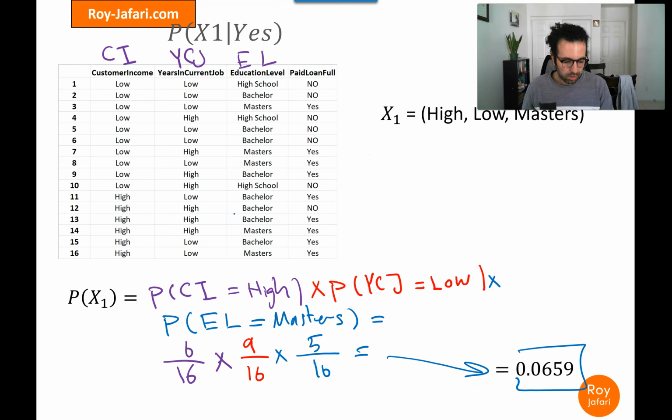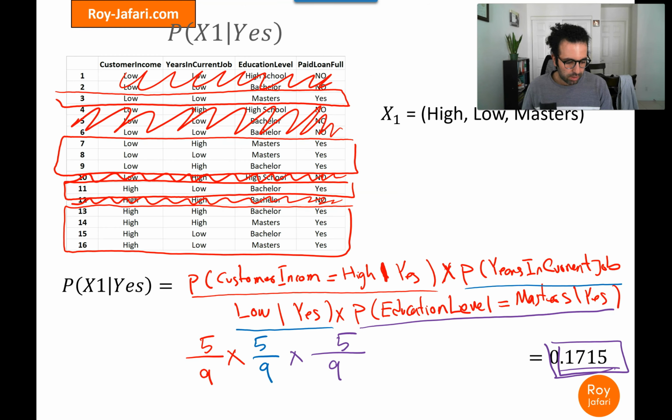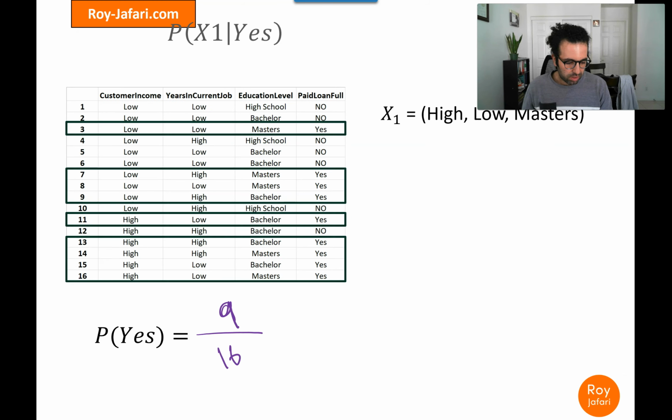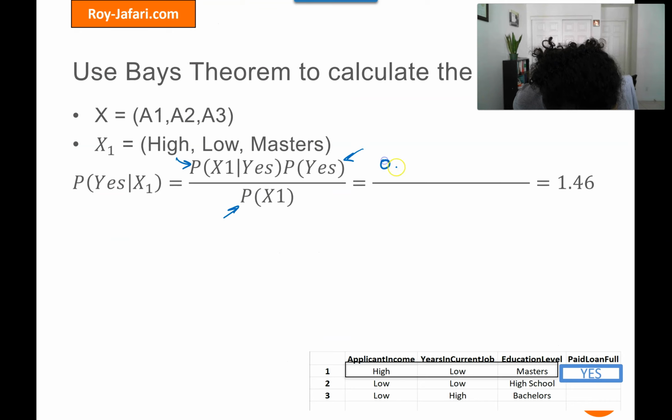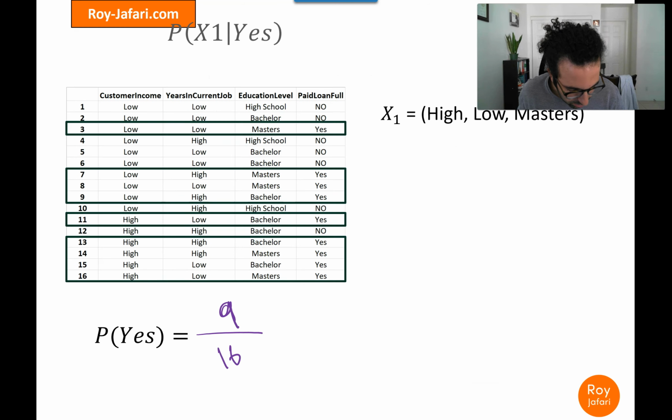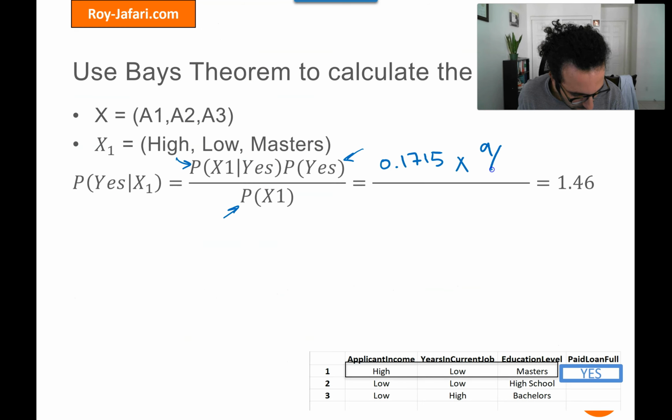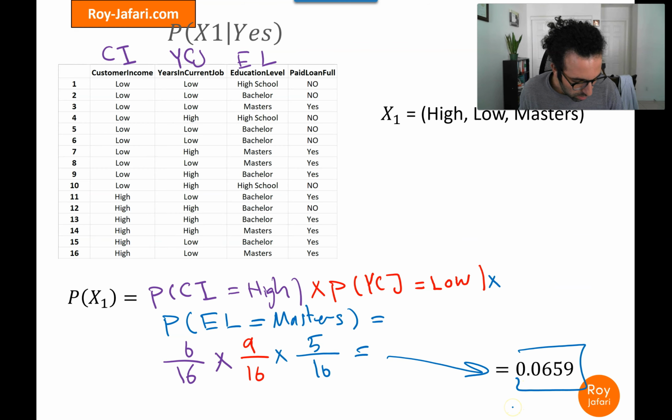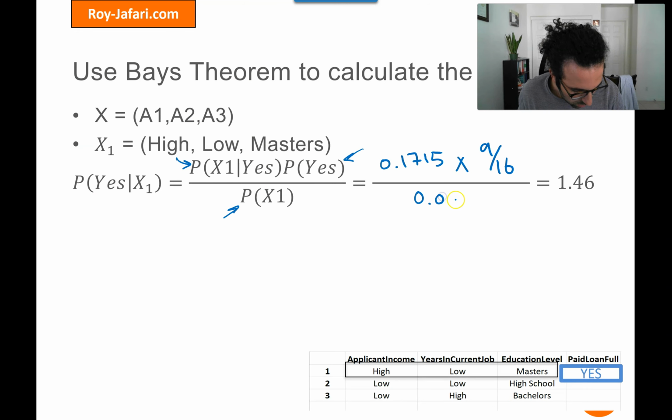Let's go back and bring them here, right? So the first one we calculated was 0.1715. So we'll bring that here. 0.1715 multiplied by 9 over 16, and then we bring back x1, which we just did, 0.0659, right? And once you calculate this, you will get the probability of x1 being yes, and it's about 1, which is something we'll discuss.